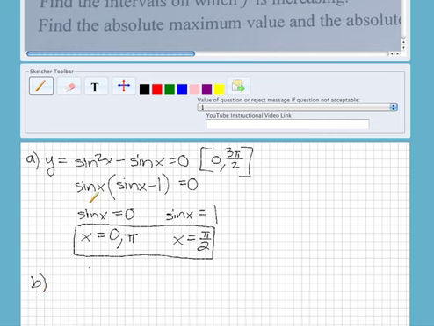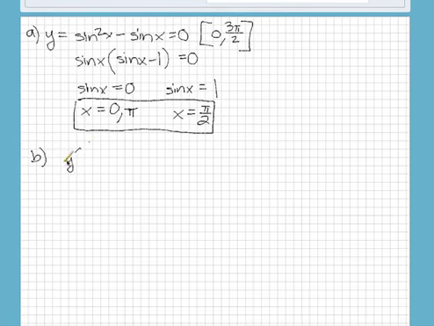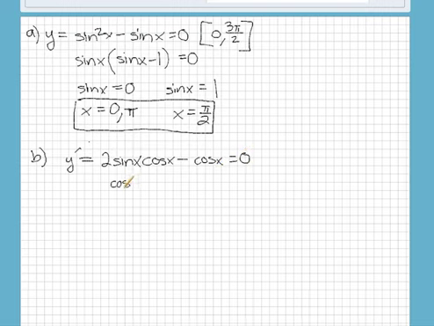It says find the intervals on which f is increasing. So we have to find the derivative, because whenever you want to look for increasing, decreasing, you always find the derivative. So we'll take the derivative of the first guy, which is 2 sine x, and I'm not sure if you remember we did a problem earlier where you have to use the chain rule. So we have to do times cosine x, because that's the derivative of sine x, minus cosine x equals 0. We take out cosine x, because they have a cosine x in common. We're left with 2 sine x minus 1.